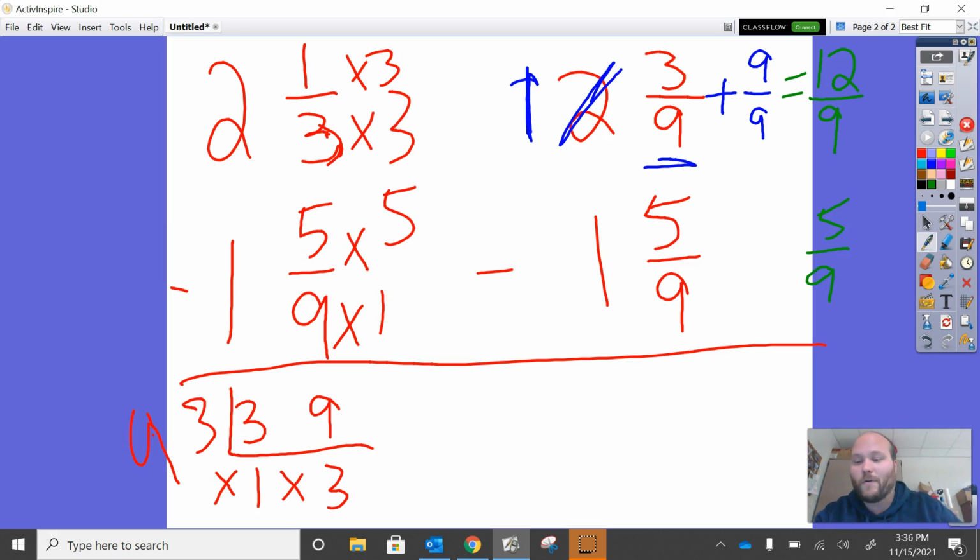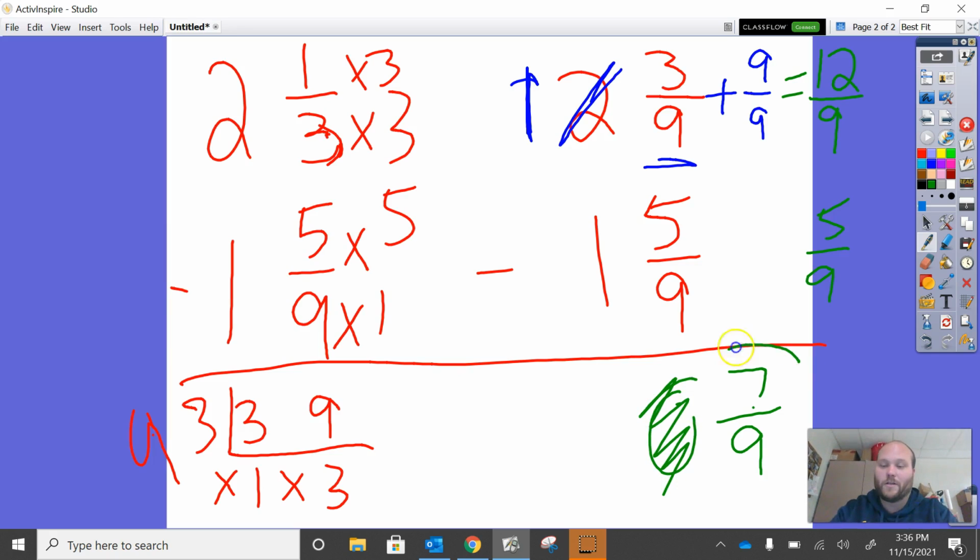So now I can say 12 minus 5. 12 minus 5, I know, is going to give me 7 ninths. Then I come over here and look at the whole numbers. 1 minus 1, that's 0. You can put a 0 if you want to, but you don't necessarily need it. A lot of students know that you can just do 7 ninths, and that's a simplified answer. All the way done, whole kit and caboodle.